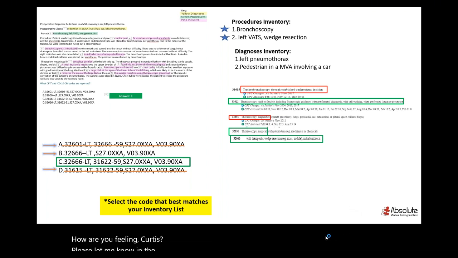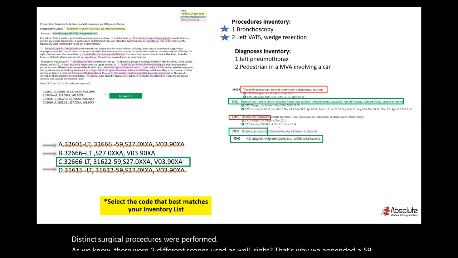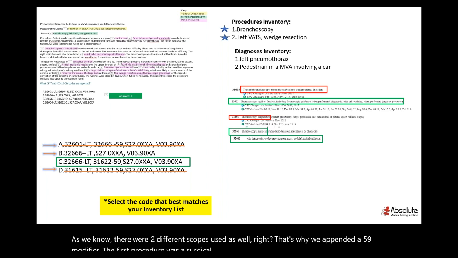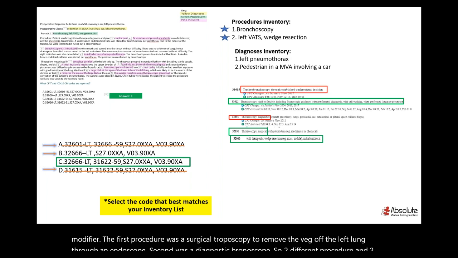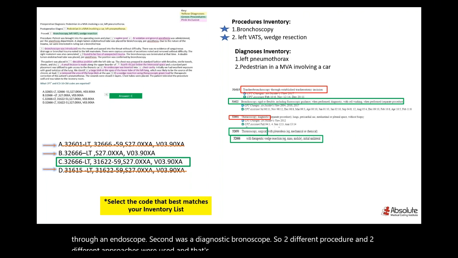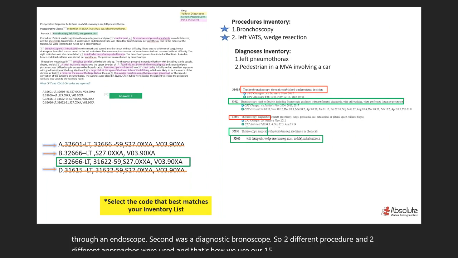Great. So there are two procedure codes to report in this case because two distinct surgical procedures were performed. As we know, there were two different scopes used as well, right? That's why we appended a 59 modifier. The first procedure was a surgical thoracoscopy to remove the wedge of the left lung through an endoscope. Second was a diagnostic bronchoscopy. So two different procedures and two different approaches were used, and that's how we used a 59 modifier.